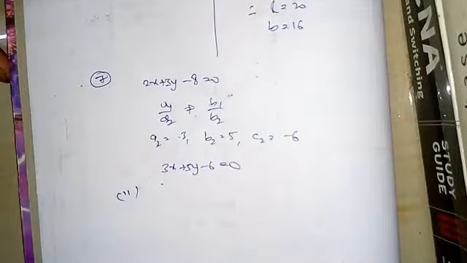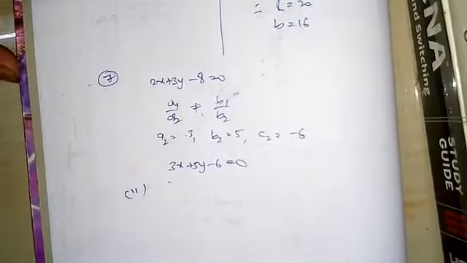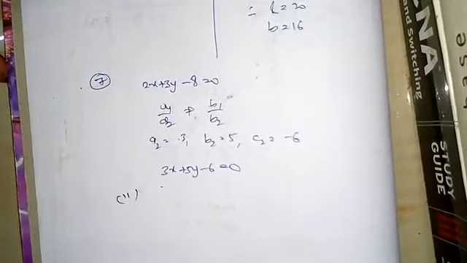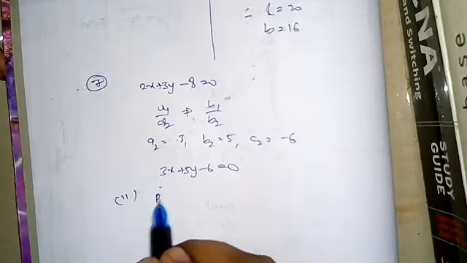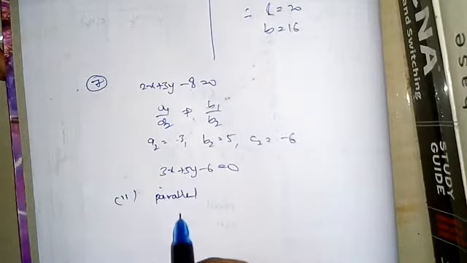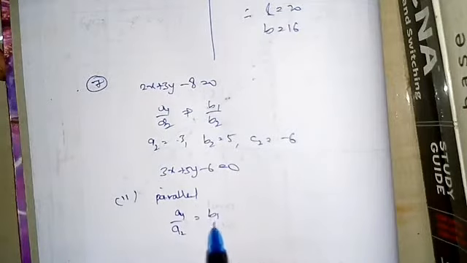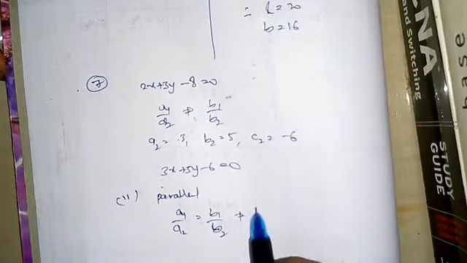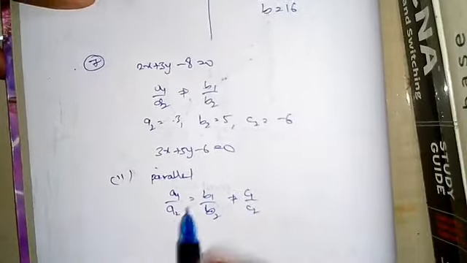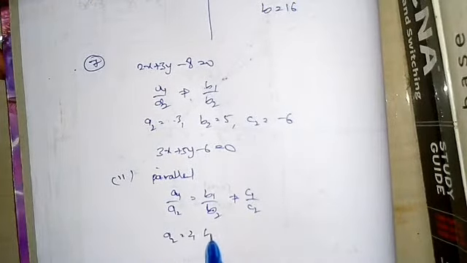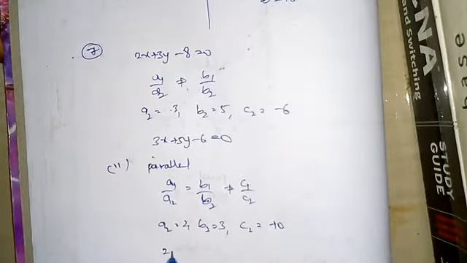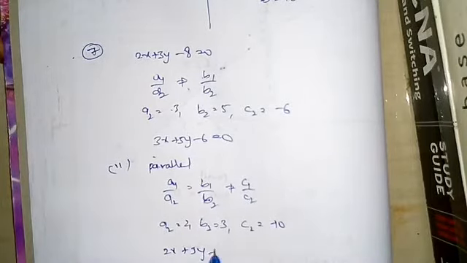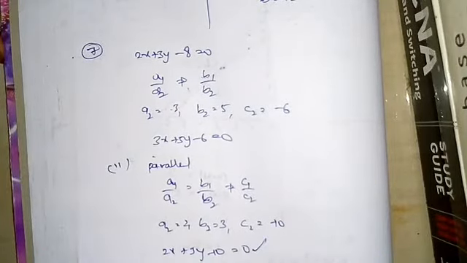Next case is, now write another linear equation so that it forms a pair of parallel lines. For parallel lines, a1 by a2 should be equal to b1 by b2, not equal to c1 by c2. So now a2 will be equal to 2 and b2 will be equal to 3. Let c2 be equal to minus 10. So the second equation will be 2x plus 3y minus 10 is equal to 0.